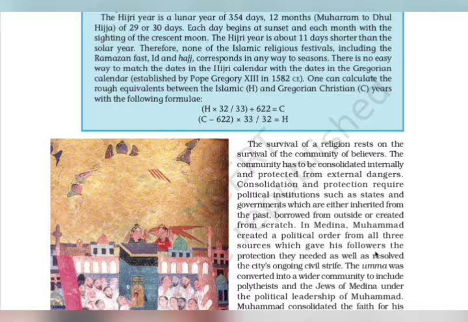There is no easy way to match the dates in the Hijri calendar with the dates in the Gregorian calendar, established by Pope Gregory XIII in 1582 CE. One can calculate the rough equivalence between the Islamic H and Gregorian Christian C years with the following formulae. H into 32 upon 33 plus 622 equals C. C minus 622 into 33 upon 32 equals H.